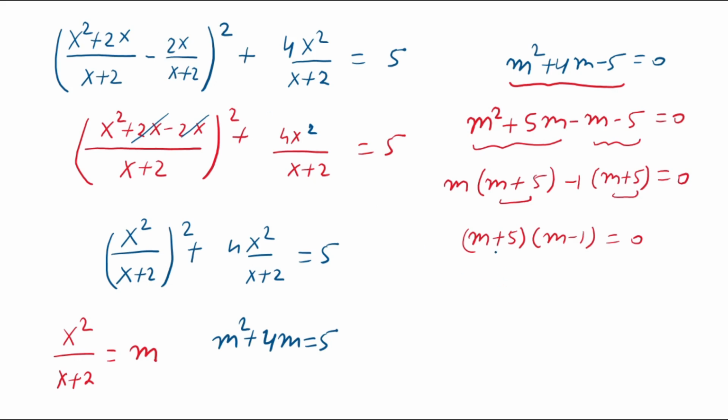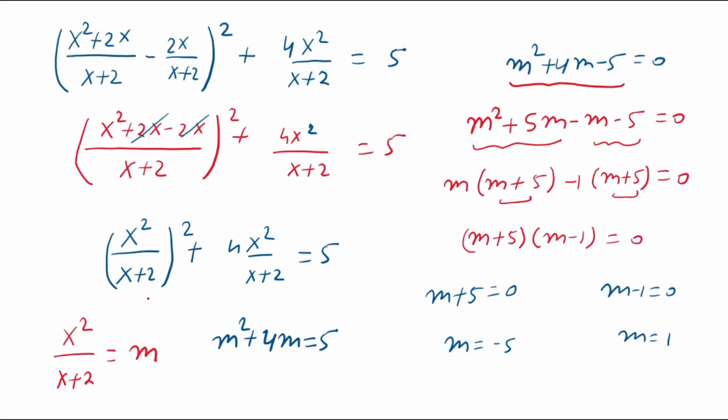Now product of two algebraic expression is equals to 0, so we can say m plus 5 is equals to 0, m minus 1 is equals to 0. Then here value of m is minus 5 and here value of m is 1. We have two possible values of m, m is equals to minus 5 and m is equals to 1. Now we know that m is x square over x plus 2. So this m is replaced by x square over x plus 2, this is equals to minus 5 and here this m is replaced by x square over x plus 2 and this is equals to 1.